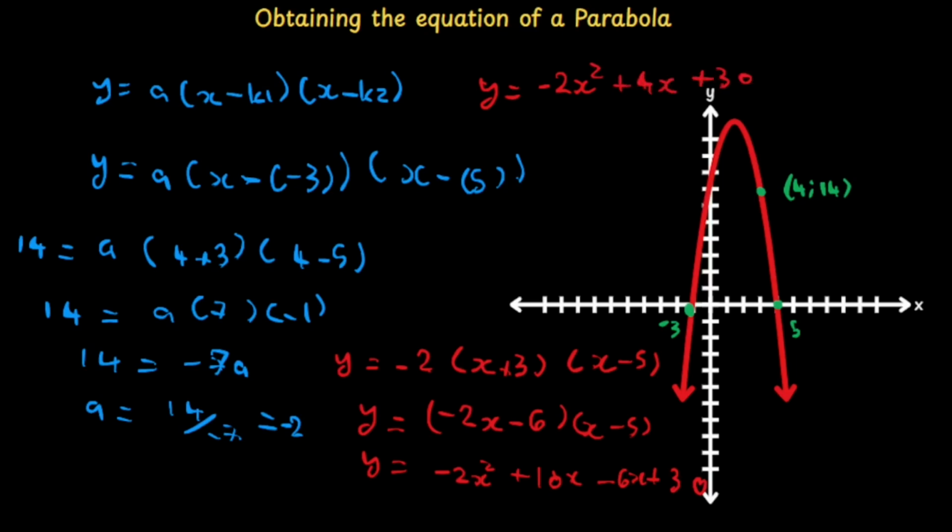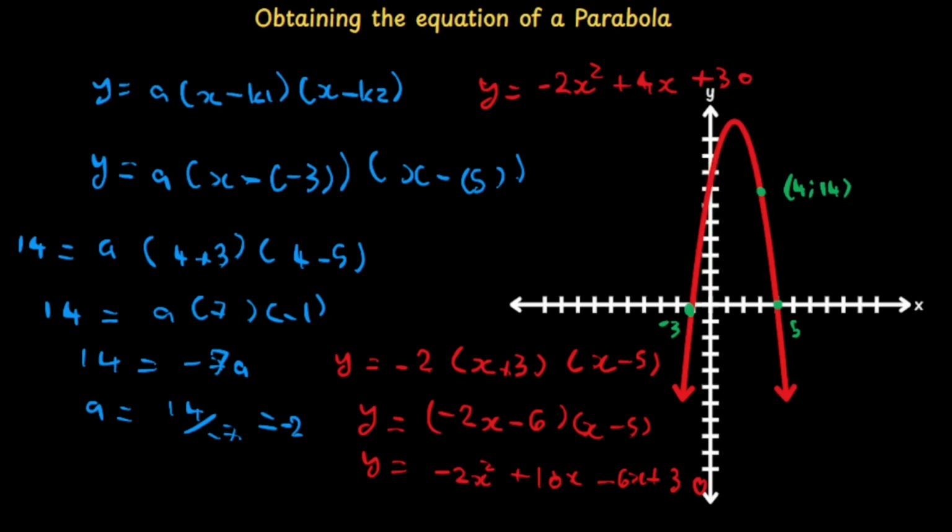So that is how I would obtain the equation for this given parabola using the information that was given to me, which was my x-intercepts and a point on the parabola. From this equation that I have now obtained, I can of course see that the value of the y-intercept is positive 30. So this point right here would be positive 30, right?